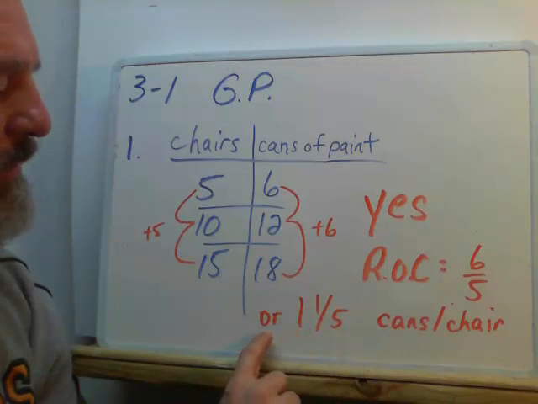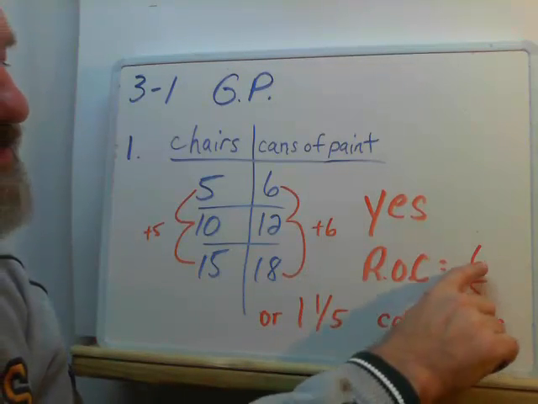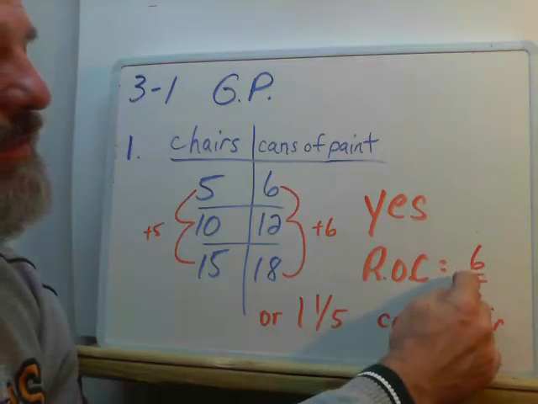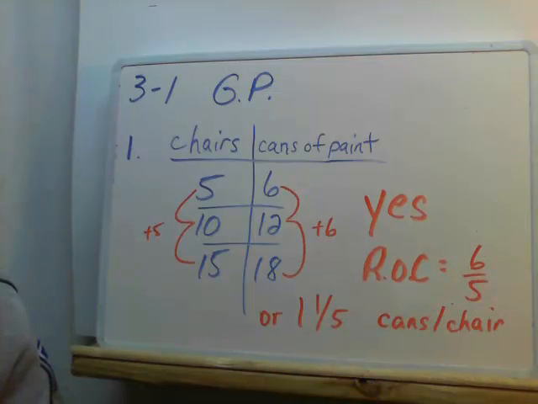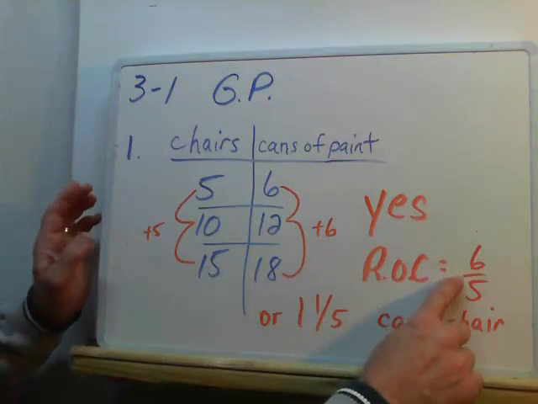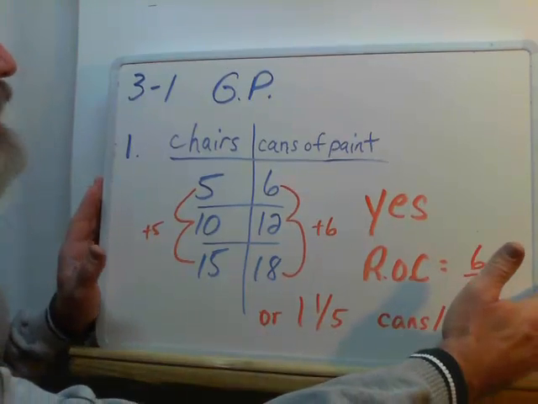So yes, it's linear, and our rate of change is 6/5 of a can per chair, or you could write it this way. I would say that this is probably better, especially when we get to the next lesson, we start talking about slope. You'll see that this is kind of advantageous. So this is probably the best answer, but they're both correct.